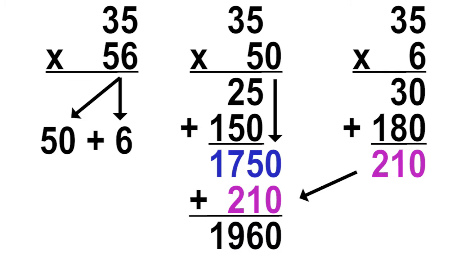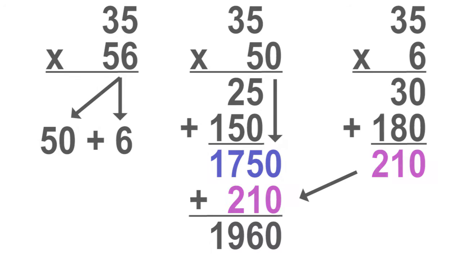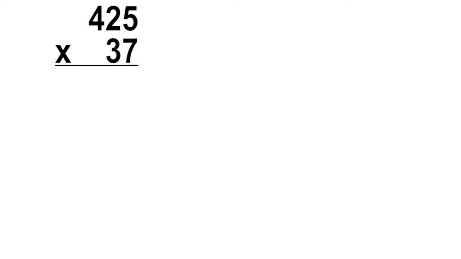This method is not always most efficient when solving a 2-digit by a 2-digit number. In some cases, partial products may be more efficient. However, for some problems with larger numbers, it may be more effective to use this strategy. We will use this method again with a larger number, 425 times 37.